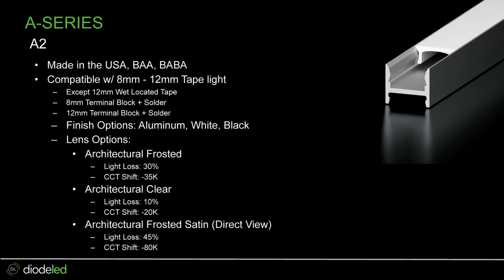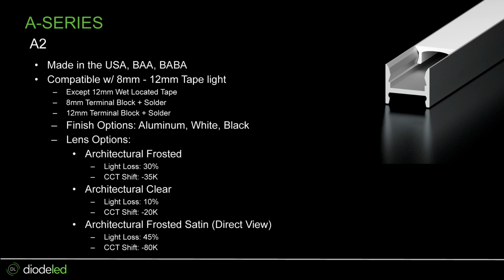The architectural frosted, which is going to be 80% of your projects. It is 30% light loss, the 35K CCT shift. CCT shift is a new thing that we're focusing on. Really, the average in the industry is about 150, which is horrible. The standard for lighting design is 100 CCT shift, and all of our stuff on average is around that 35K, depending on, sometimes there's a specialty lens that has a little bit worse of a CCT shift. So architectural clear, and then you also have this satin.